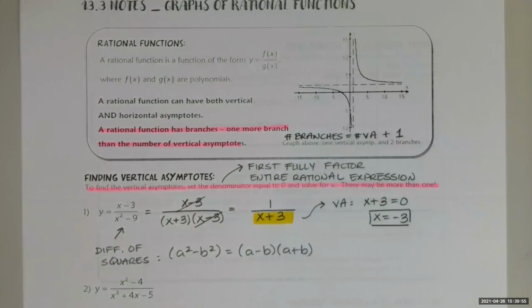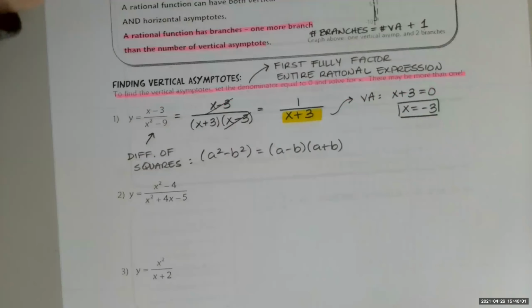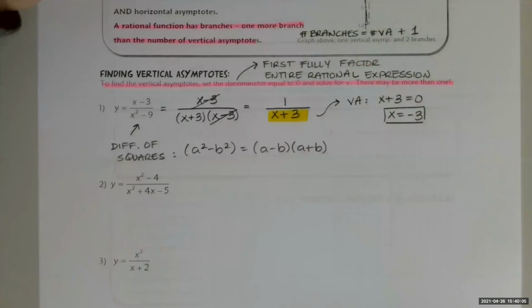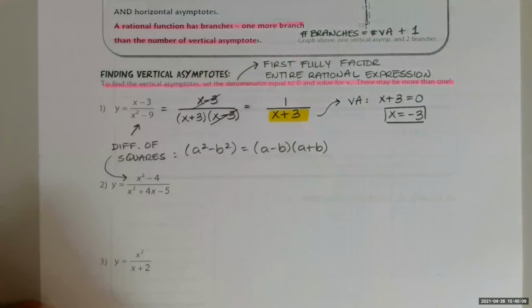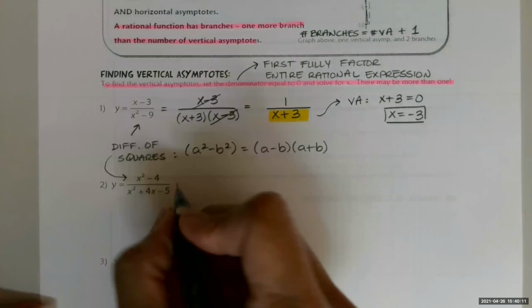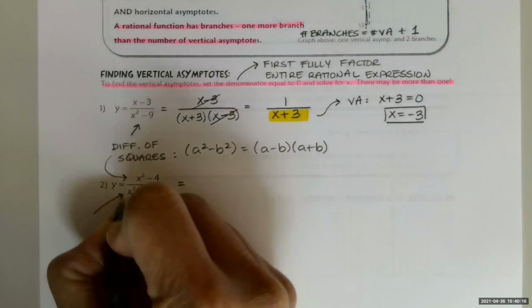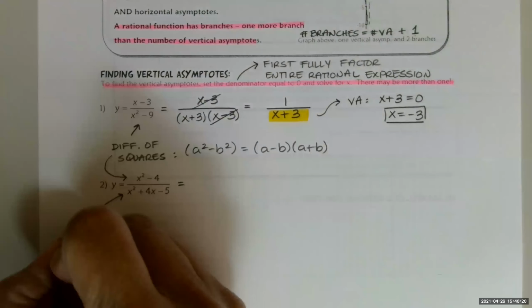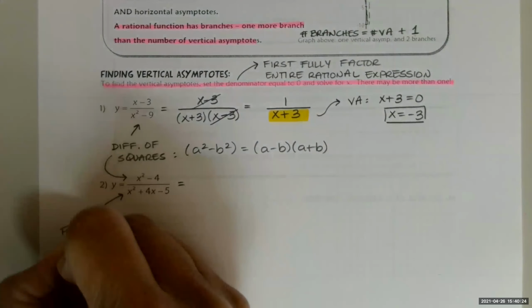Let's shift my paper down a little bit more. Let us work with y equals x squared minus 4 over x squared plus 4x minus 5. Notice the numerator is also going to be a difference of squares problem. And for the denominator, go back to your notes on factoring that we took a few days ago. This is when you are going to factor a trinomial when a is equal to 1.